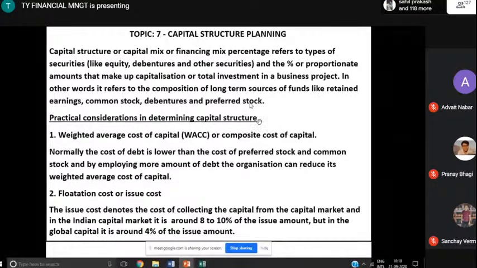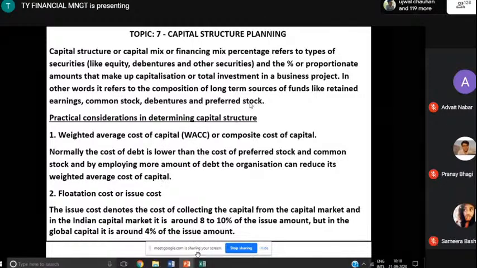One sentence you can remember. Can you give me the explanation in a different way? The full sentence. Modify it. Higher the debt, lower the WACC. Right? Higher the debt, lower the WACC. Why? Because interest rate is always lower than dividend percentage. Okay, very good. Okay, come to the next.